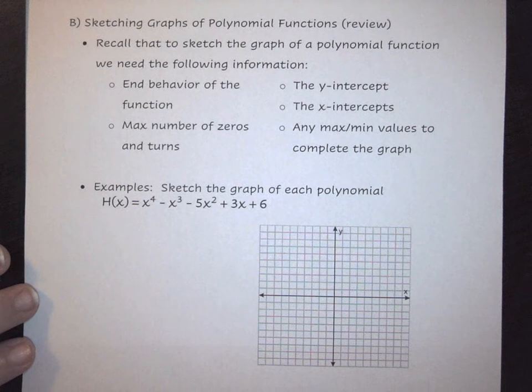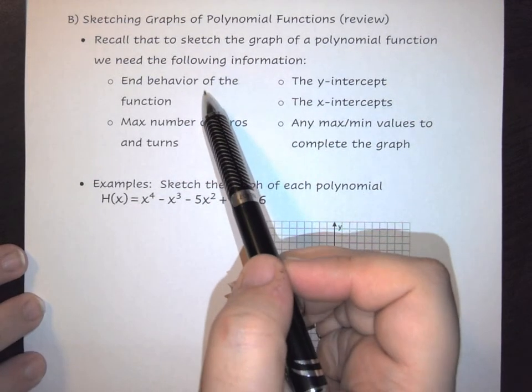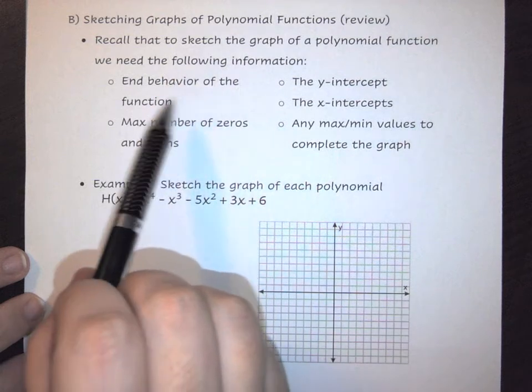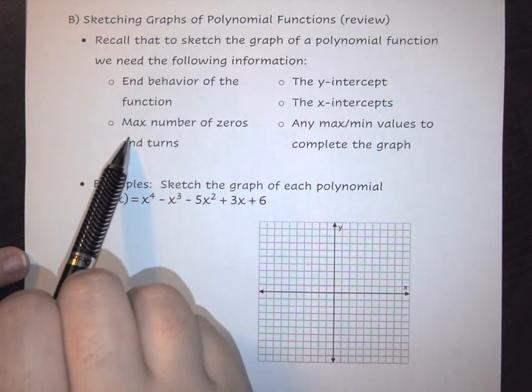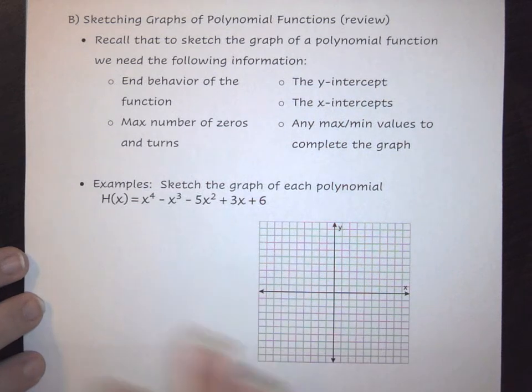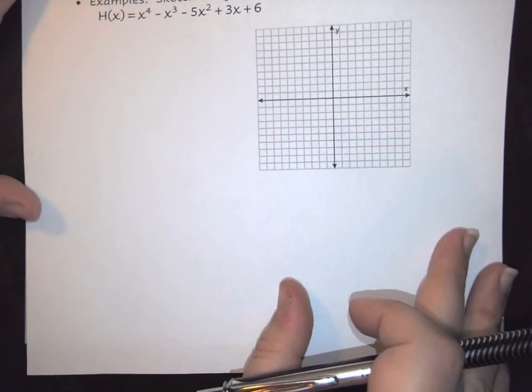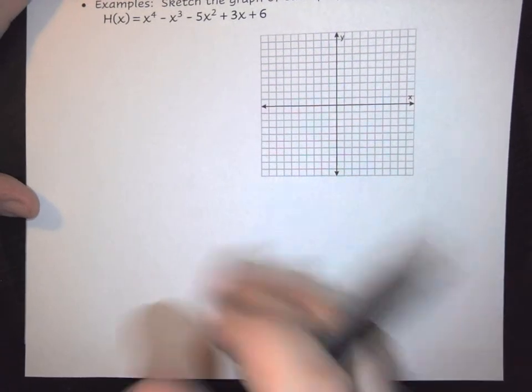Alright, the last thing that we can look at in terms of the fundamental theorem is a quick review on being able to sketch graphs of polynomials. Again, if you remember, when you're sketching a graph, you need to keep the following in mind: end behavior, maximum number of zeros, the y-intercept, x-intercept, and min or max values. So let's go ahead and take a look. Here we have an x to the 4th problem.